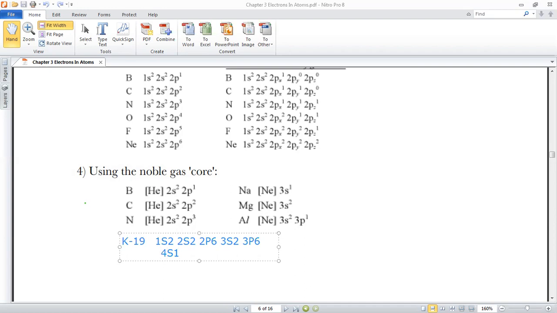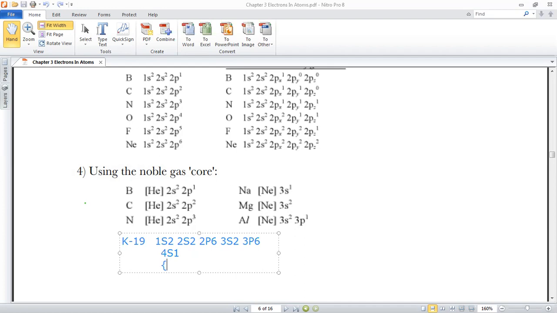If you are required to write it with the noble gas core, the nearest noble gas core, you do not write helium or neon, but the closest, the nearest noble gas to potassium is argon.